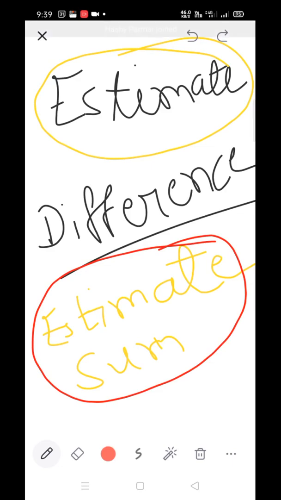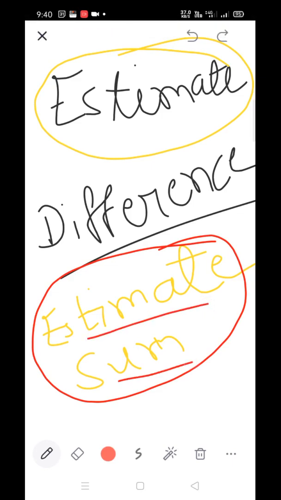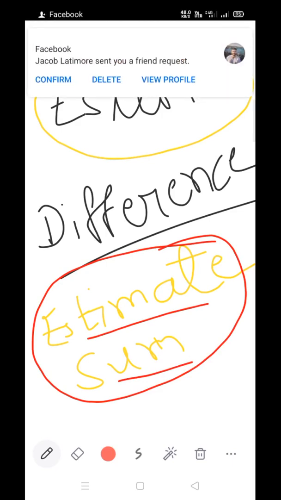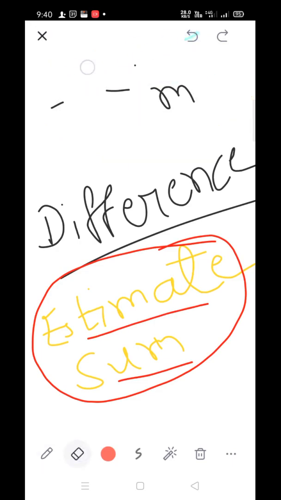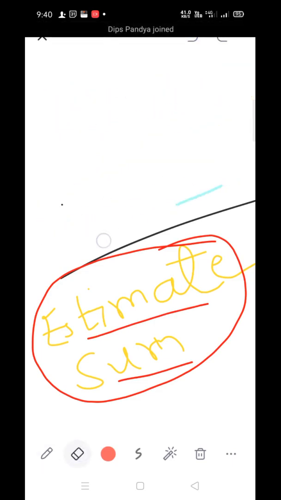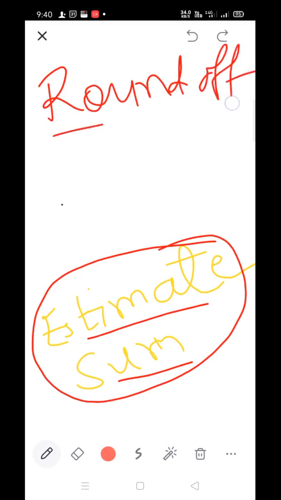Okay, very nice. So first of all, in the previous chapter, we learned the estimate sum. In the estimate sum, there are two numbers given to you, in the form of addition, and you are told to estimate that sum. Firstly, what should you do? Round off both numbers to the nearest tens.